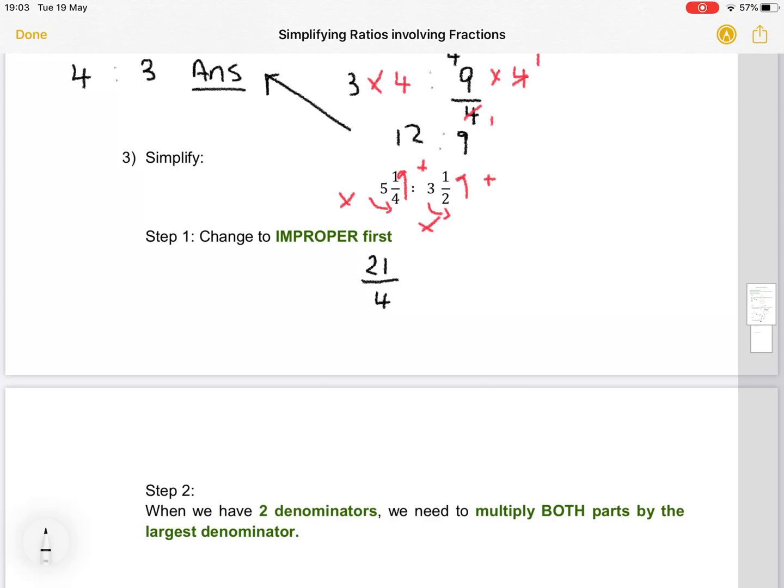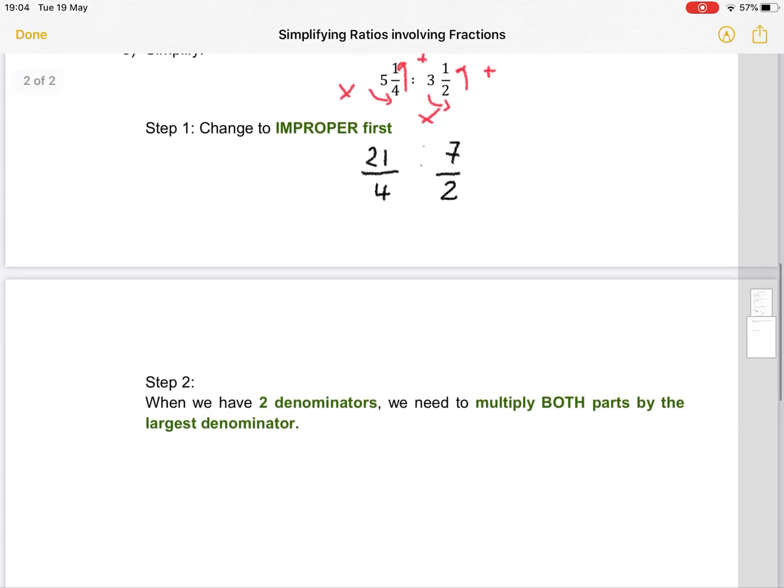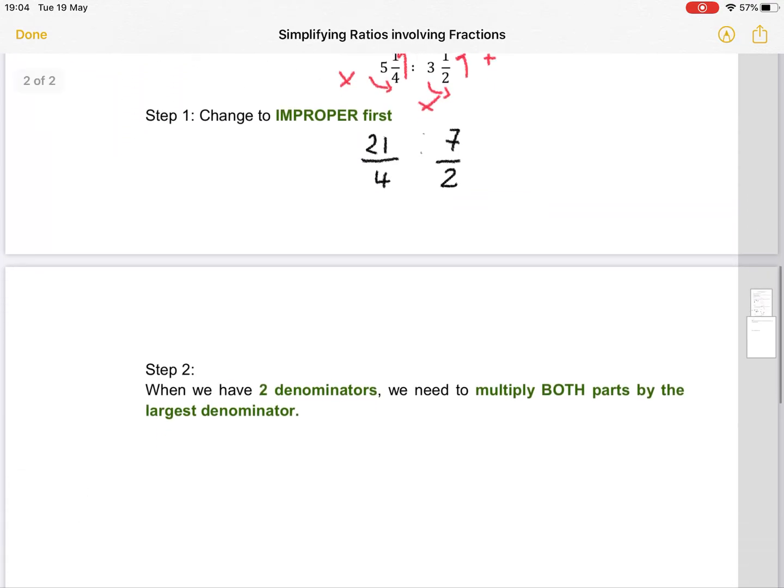So it remains 4 is to 2. On the other side, 3 times 2 is 6 plus 1, it's 7 all over 2. So I changed them to improper fractions first. Okay?